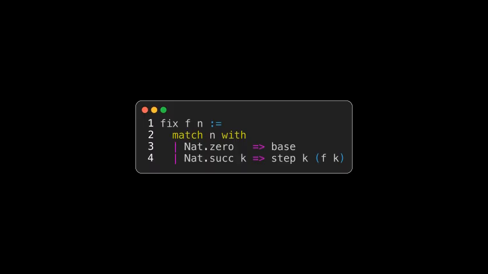Rocq takes a slightly different route. There, the recursive self-call is its own kernel-level operator called fix. Pair fix with match, and you get exactly the two pieces the recursor packs into one: a base case for 0, and a step case that already has the answer for k.